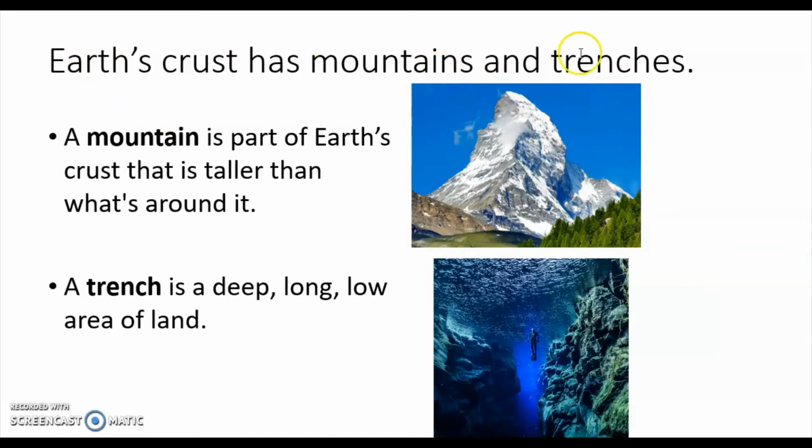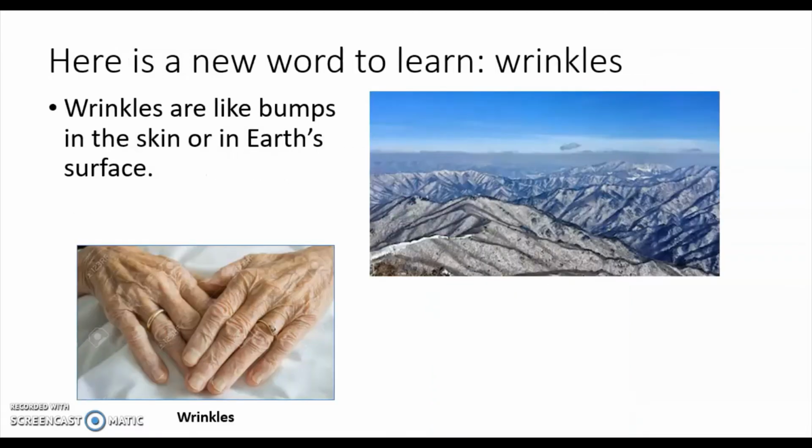Earth's crust has mountains and trenches. A mountain is part of Earth's crust that is taller than what's around it. This is a mountain and it's taller than the crust around it. Okay? Because the mountain is also part of Earth's crust. A trench is a deep, long, low area of land. We call it area of land, but it is in an ocean because at the bottom of the ocean is land, right?